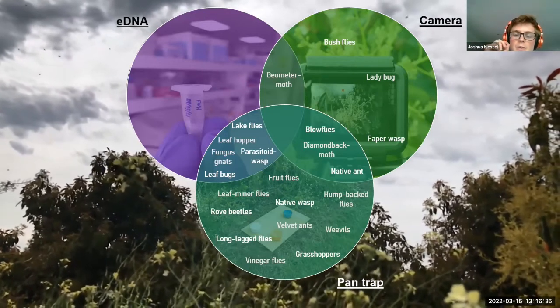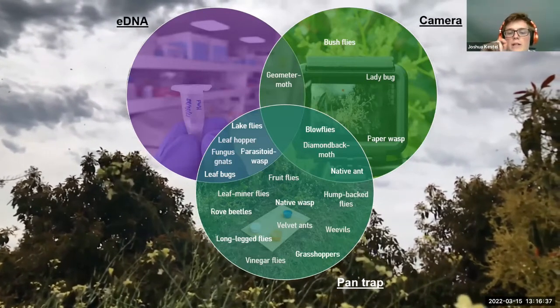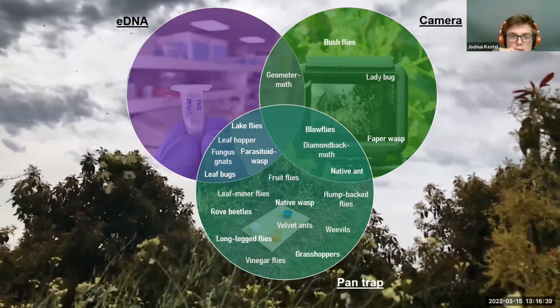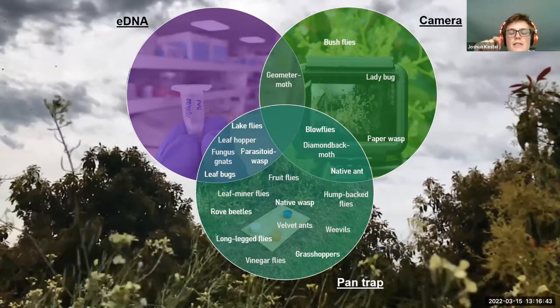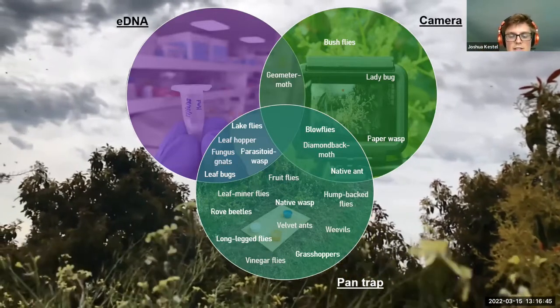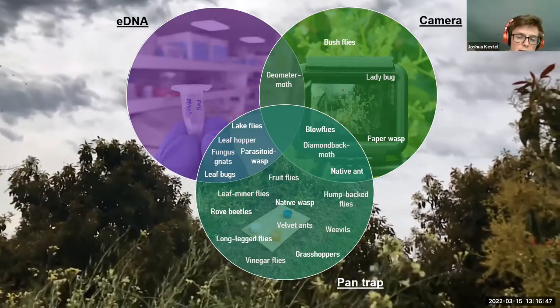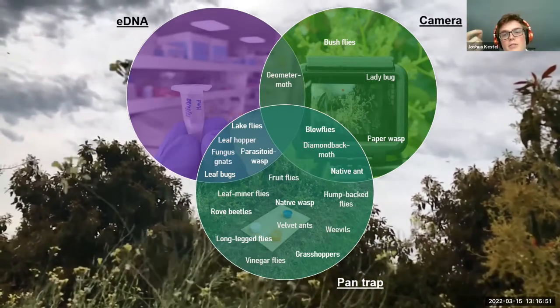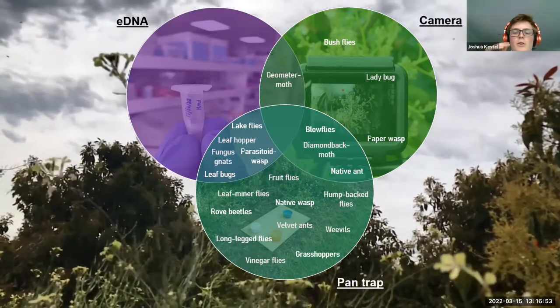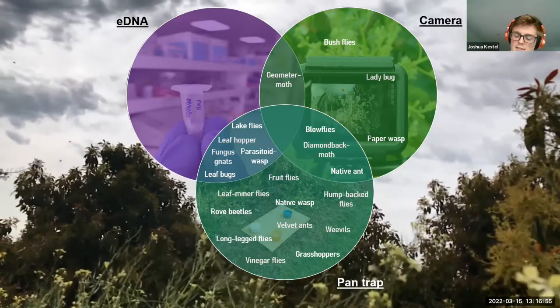But the caveat with pan traps, and a really interesting point, is that they capture everything. That's not just flower visiting insects for avocado trees. And so this diversity is somewhat inflated that you see in the pan traps. Things like grasshoppers, we know that they're not avocado flower visitors, but we also know that they're definitely not pollinators. So this comes with a lot of caveats.